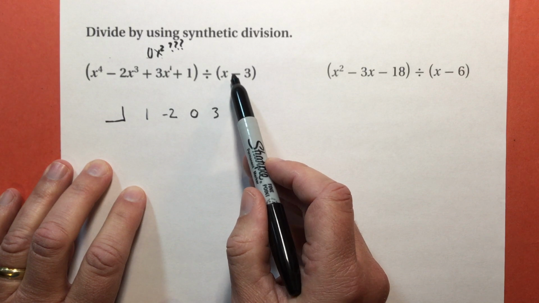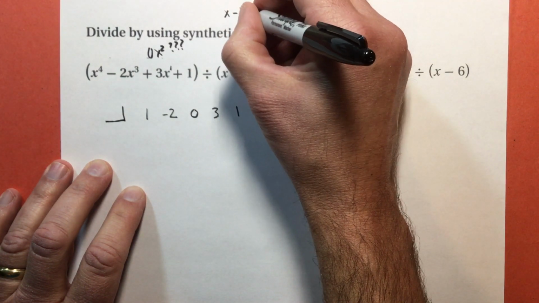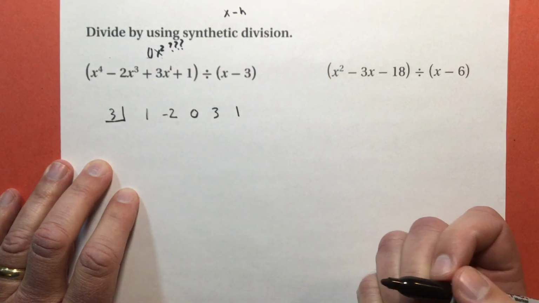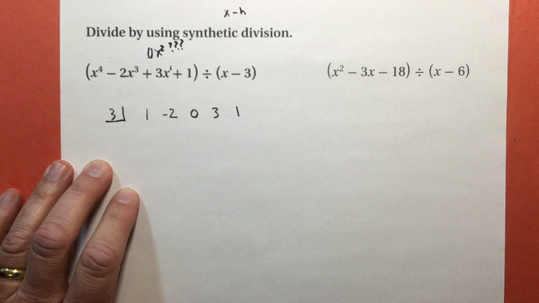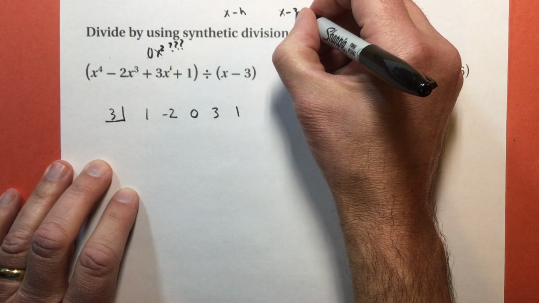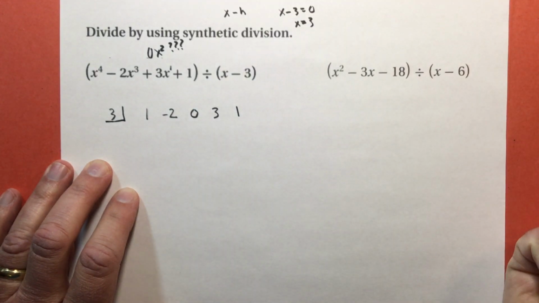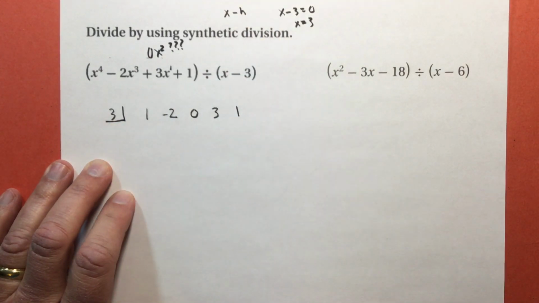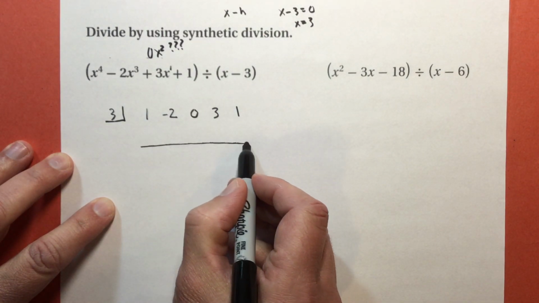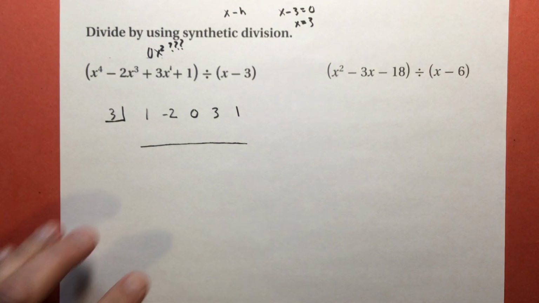I have negative 3, so you can think of it as x subtract h. So my h is going to be 3. That ties in with what we've done before. Or you can think of it as if I do x subtract 3 equals 0, then x equals 3. So I get 3. And those two things are related. Once you have it set up correctly, everything after that goes fast.